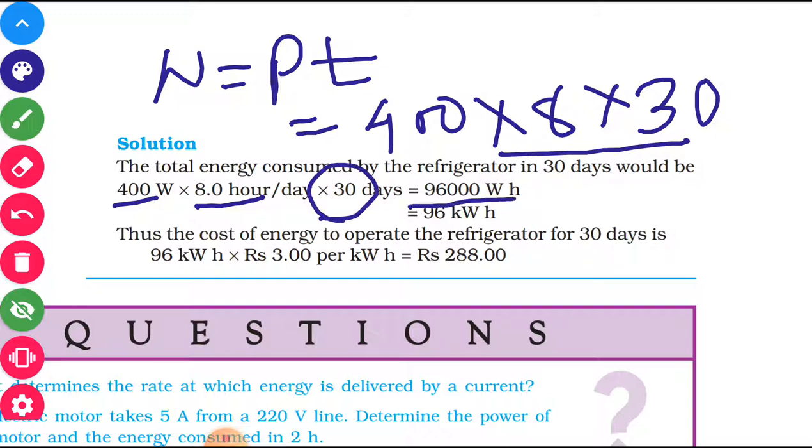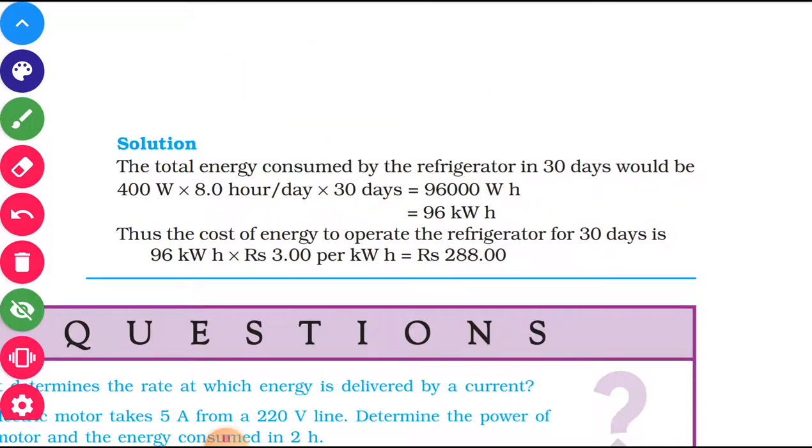So total 9600 watt hour energy is utilized. Okay, so if you divide it by 1000, then you will get 96 kilowatt hour or 96 unit energy utilized, and 1 unit has the cost of 3 rupees. So total 288 rupees bill will be there for the utilization of the refrigerator. Okay, thank you very much.